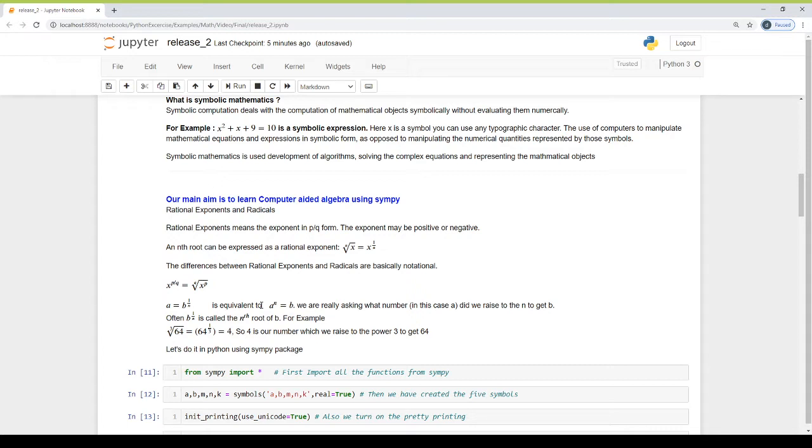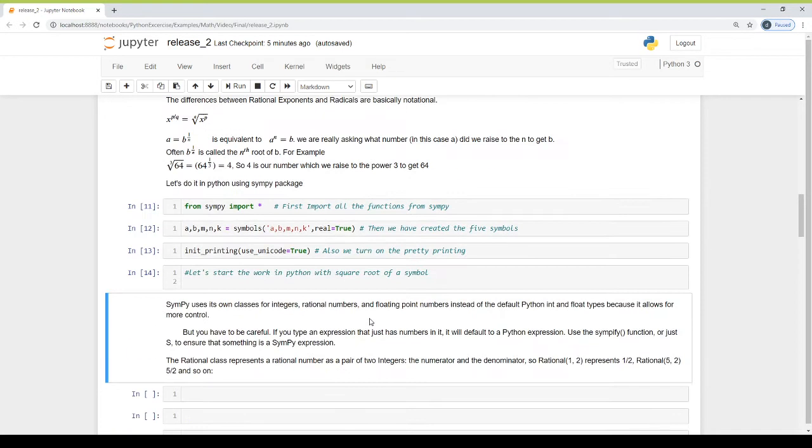Now let's do all these things, rational exponents and radicals, using the SymPy package, using symbolic language, and also numerically evaluate them. First of all, we will import all the functions from the SymPy package. Then we have created the symbol a. Also we turn on pretty printing by calling the init_printing method.